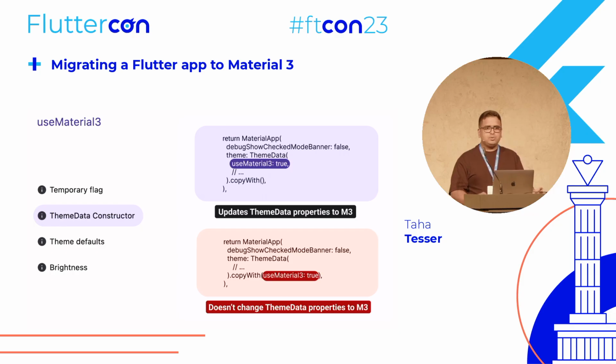And I have seen some users on GitHub using this flag in the copy with method. This would not work because you're making a copy of theme data and then you're setting the bool to true, but it won't regenerate your theme data defaults. I'll talk about the defaults in the next slide. So you should be using this flag in the constructor itself, and then when you make a copy, all the defaults are copied to a new theme data. So make sure about that.